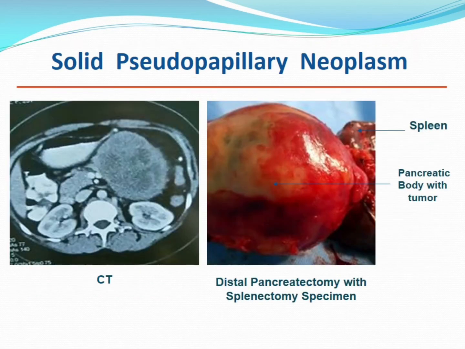Solid pseudopapillary neoplasm. In this CT image, we can see a large tumor in the body and tail of the pancreas, with cystic and solid components. Here is the distal pancreatectomy with splenectomy specimen. The tumor is large, and this is the spleen.